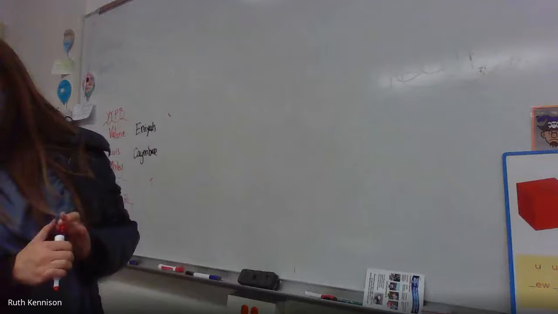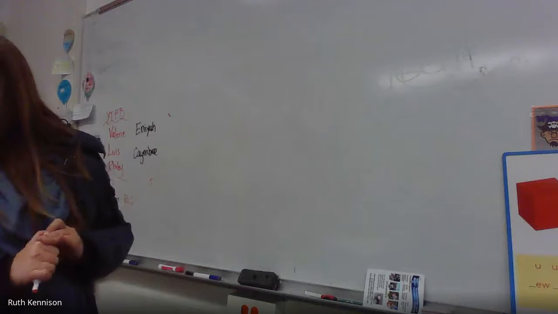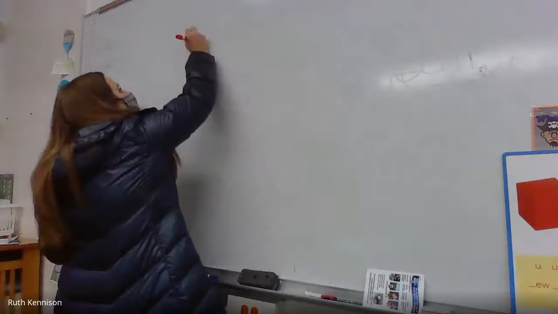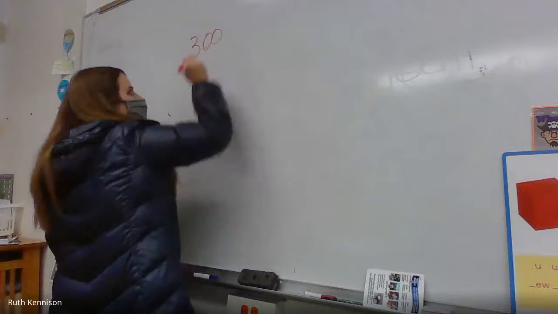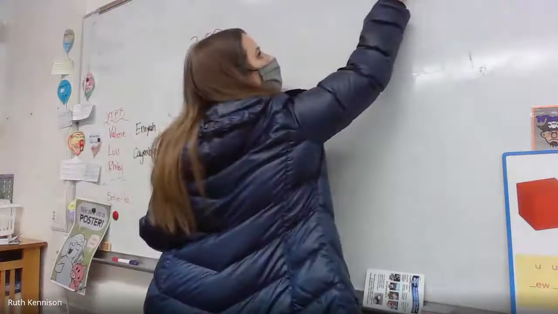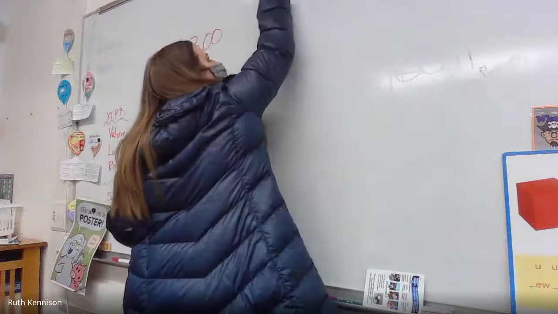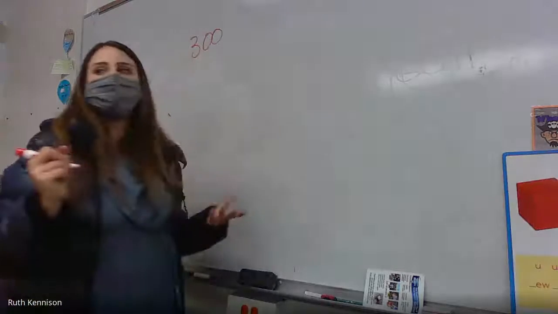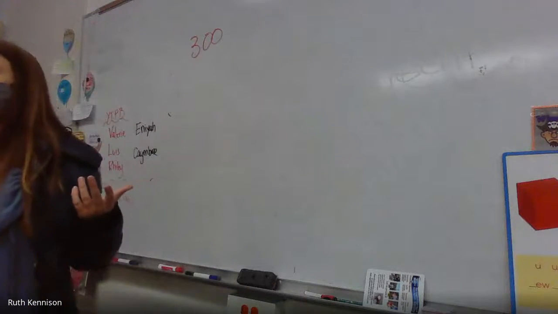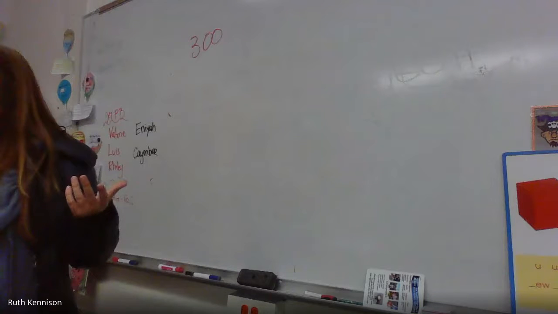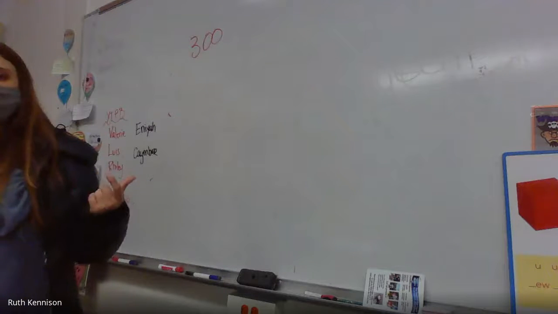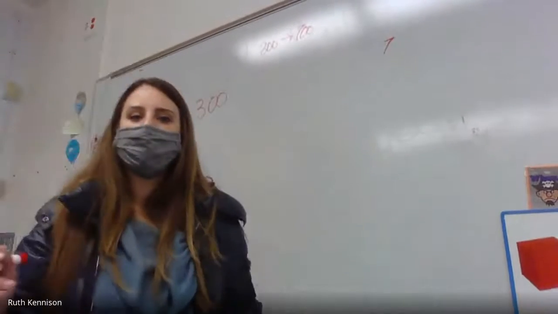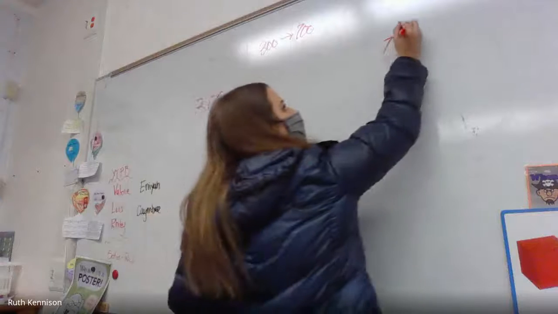So this would be C. If you have $300 in savings and your goal is to get to 700, so we have 300, we want to get to 700. How are we going to do that? What are we going to count by? I'm not going to count by tens. That would not make any sense. What am I going to count by?